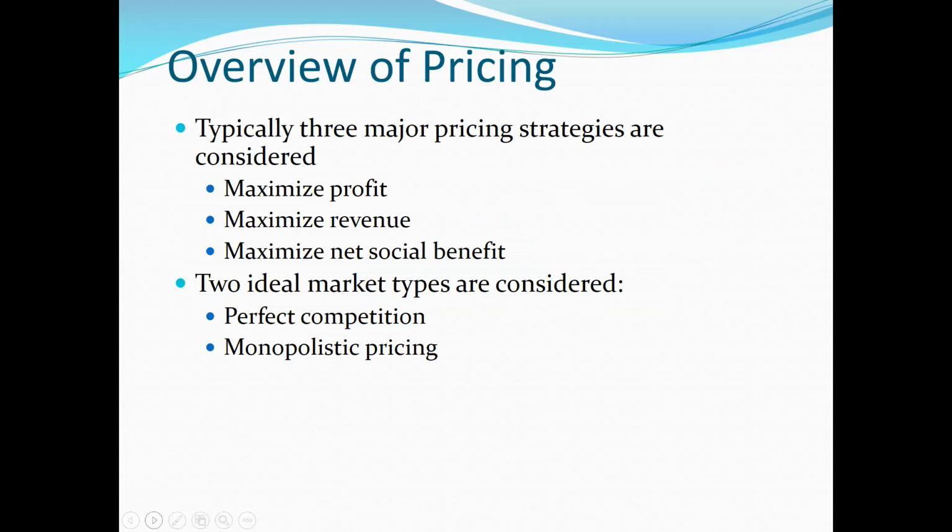So there are three major pricing strategies that one could consider. One is maximizing profit. The other is maximizing revenue. And the last one is maximizing net social benefit. And you could think about two ideal market types. One could be perfect competition, where you have low barriers to entry and anybody can join the market. And the other one is monopolistic pricing, where you don't have competition at all.